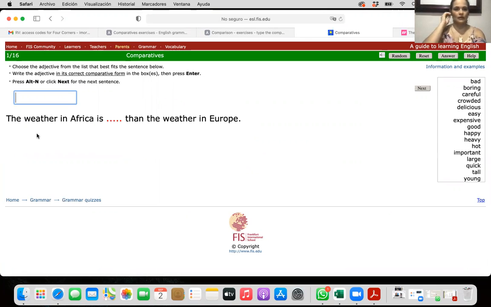This one says, the weather in Africa is blank than the weather in Europe. Do we have a verb here? From the list. Where's the list? Oh, here's the list. The weather in Africa is, and then we have to choose one from here. Young, tall, large, important, hot. Hotter could be, or better. It could be hotter or better. This one is difficult. Let's see, hotter, because it's hot, consonant, vowel, consonant. It has to have that. Let's see if it's correct.